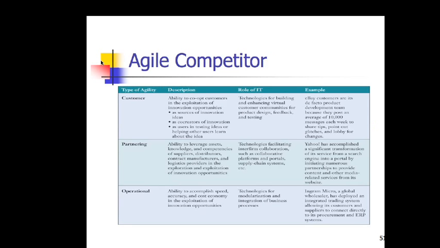So agile competitors, the customer, the partnering, the operations are different types of agility, the customer being flexible, or partnering being flexible. You can go through, but what this slide is showing you is the role of the IT and an example that's associated with it. And just for the top one as an example, the type of agility would be the customer. And an example of that would be eBay customers.